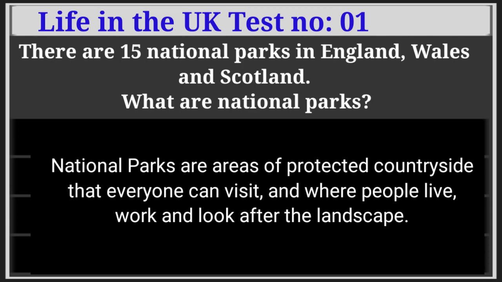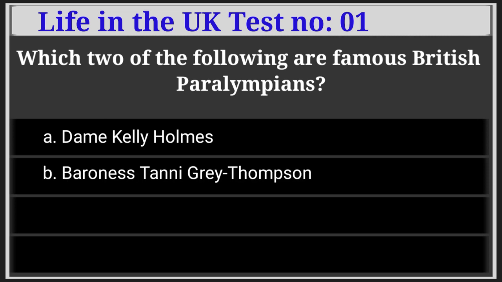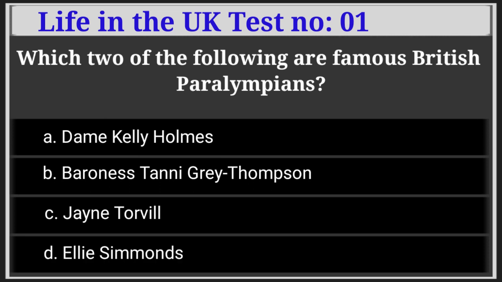Life in the UK test. Question 14 of 24. Which two of the following are famous British Paralympians? A. Dame Kelly Holmes. B. Baroness Tanni Grey-Thompson. C. Jane Torvill. D. Ellie Simmonds. The correct answers are B. Baroness Tanni Grey-Thompson. D. Ellie Simmonds.